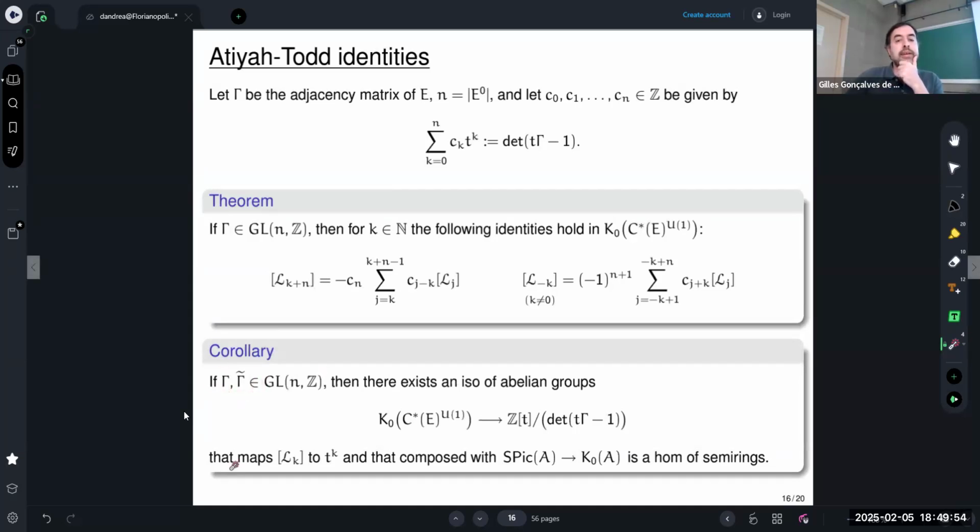So if both gamma and gamma tilde are invertible, then there is an isomorphism of abelian groups from the K-theory of the AF core to the abelian group underlying this ring, Z[t] quotient by the ideal generated by this determinant. This map sends L_k, the class of L_k, to t to the power k. And when you compose with the map from the Picard semiring to K0, it is indeed a homomorphism of semirings. So you have a general formula for what you would call the K-theory ring in some sense.